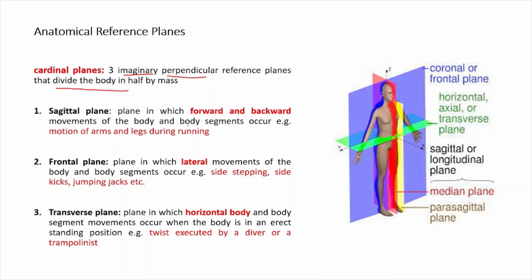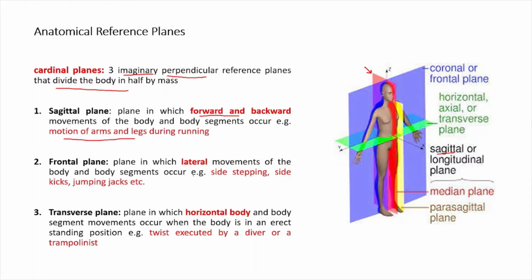The sagittal plane is the plane in which the forward and backward movements of the body and body segments occur. Like when you run, you will notice the motion of the arms and the legs, right? The motion of the arms and the legs during running occurs in the sagittal plane. In this figure on the right hand side, the red plane that you see, dividing the body vertically into two halves, is the sagittal plane.